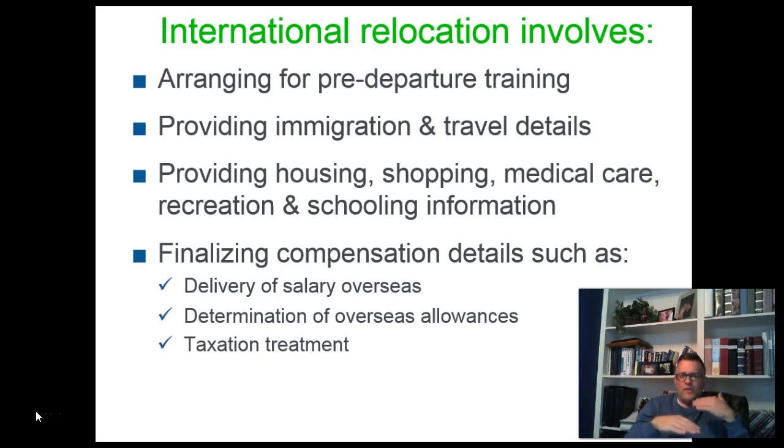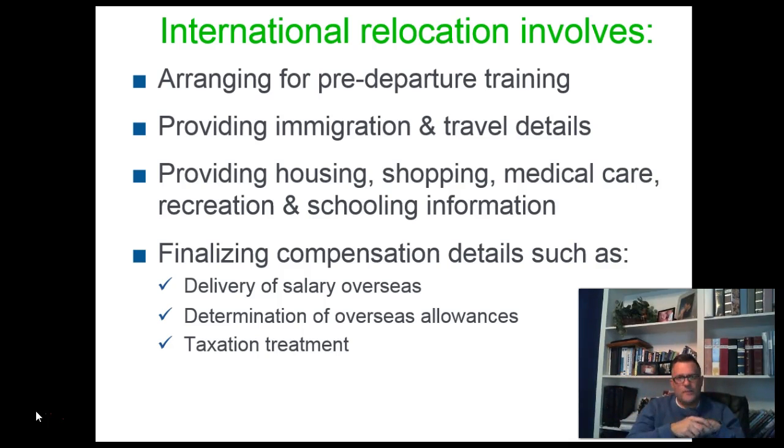So as far as international relocation, these are some of the things that are involved. Pre-departure training, immigration and travel details, housing, shopping, medical care. Some countries have superb medical care. Others do not. And in some other countries, it could be very scarce. So you need to know where to go in case there's an emergency.